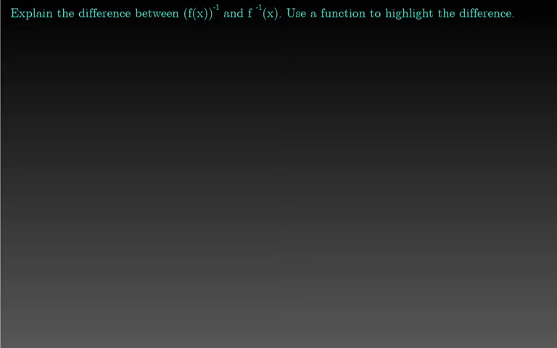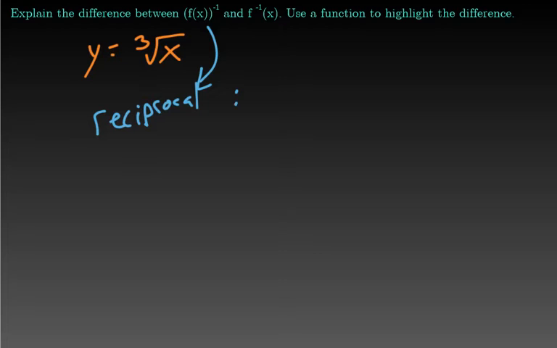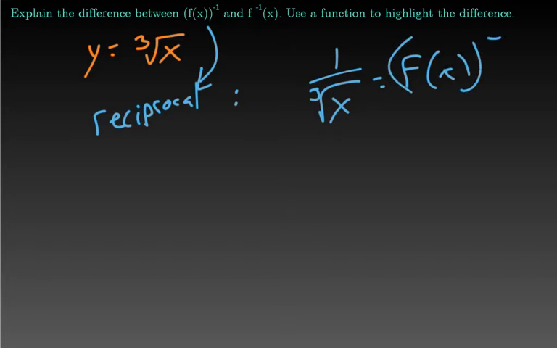So let's take y equals the cube root of x as my function, all right? So this one is what we call the reciprocal. And for the reciprocal, it would literally just be 1 over the cube root of x. That is what f of x, all of that to negative 1 is. You really do just move it to the other side of the fraction, okay?